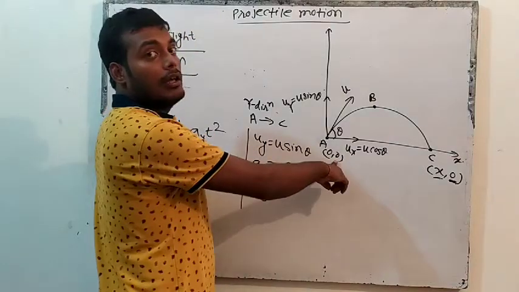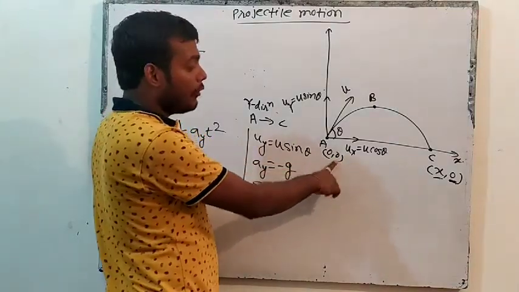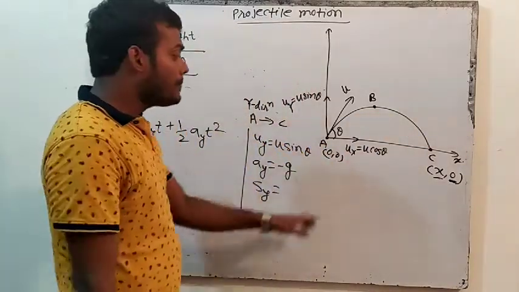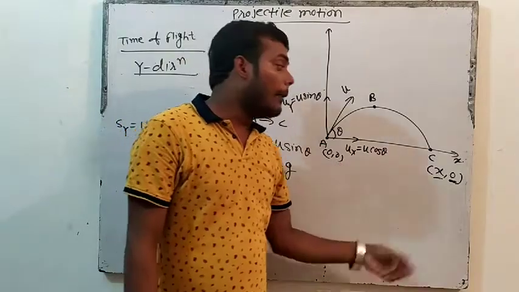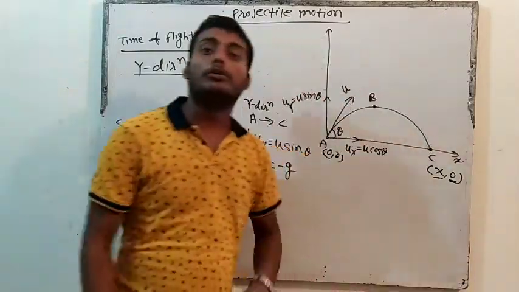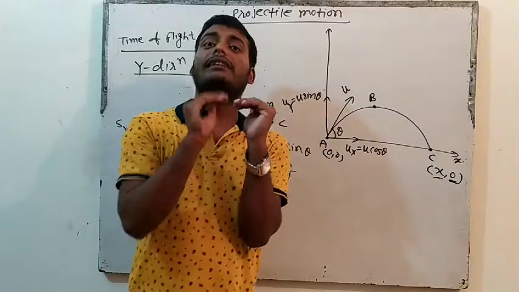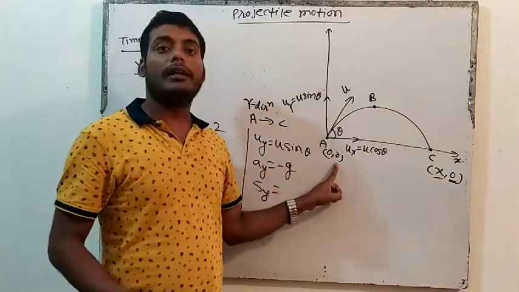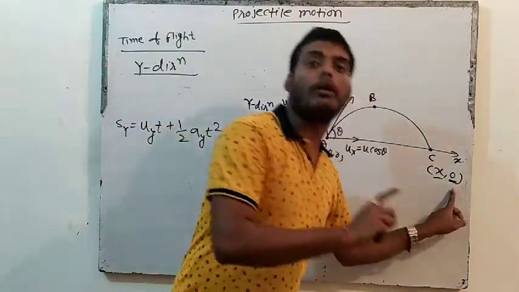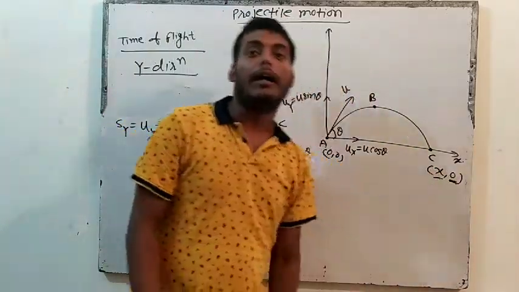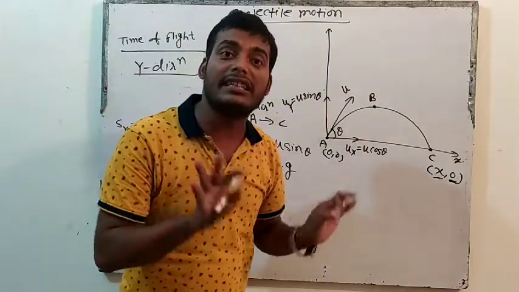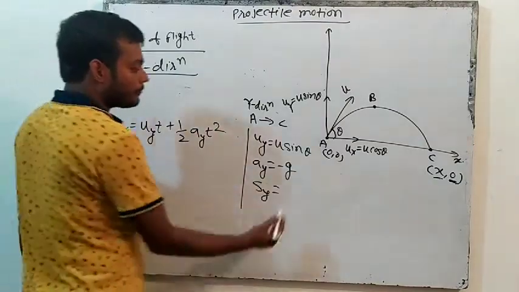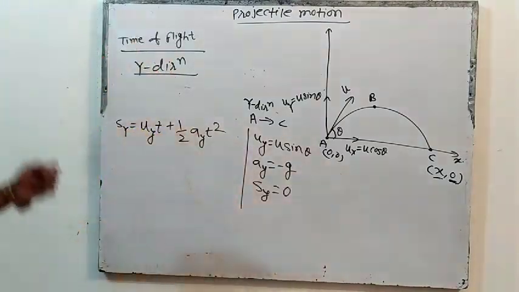Displacement in the y direction is 0. Initially where is the object? On the x-axis. Finally where is it? Also on the x-axis. So the object's initial y coordinate is 0 and the final y coordinate is also 0. Is there any net displacement in y? No, because initially the y coordinate is 0, and finally also the y coordinate is 0, because the object is coming back on the x-axis. So there is no net displacement in y. Sy means net displacement in y, so this is 0.